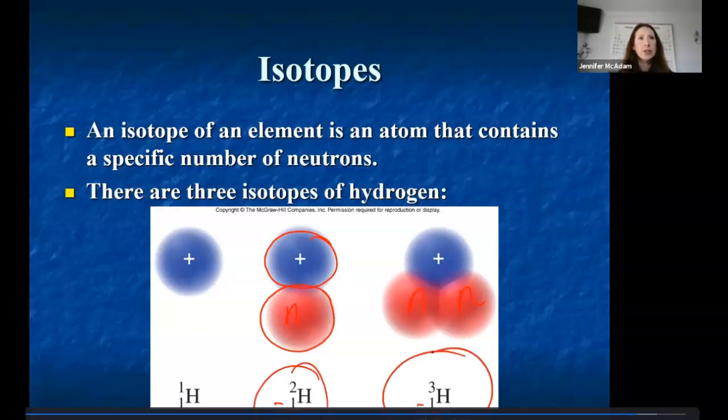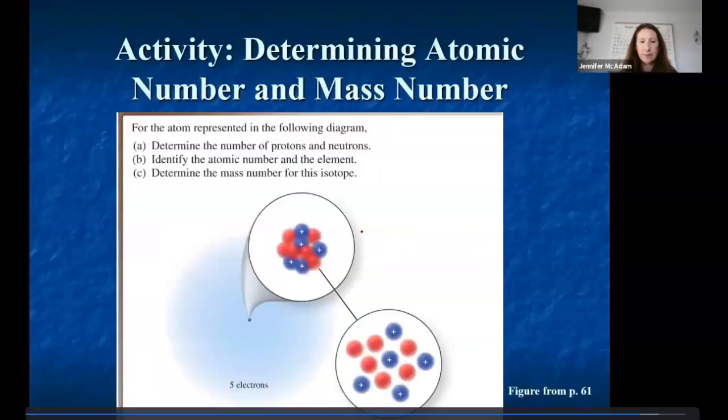And if you've ever heard the term heavy water, heavy water is just the isotope of deuterium, right? And of course, there's going to be a little bit of tritium in there. They call it heavy because it's heavier by 1 neutron. Okay, so now, let's practice this.